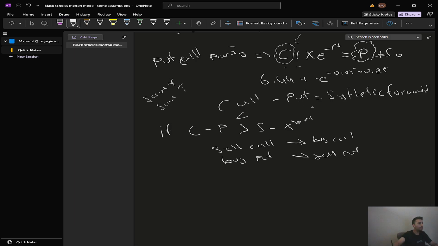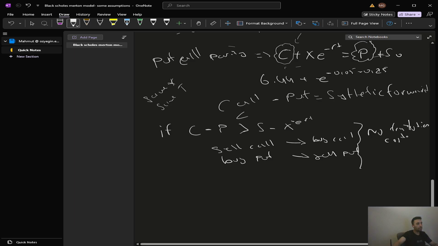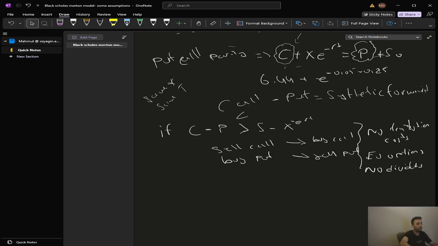But you know, if you are looking at arbitrage, it assumes no transaction costs, European options, and no dividends. Okay, remember it: no dividend, never dividend. Always remember it.